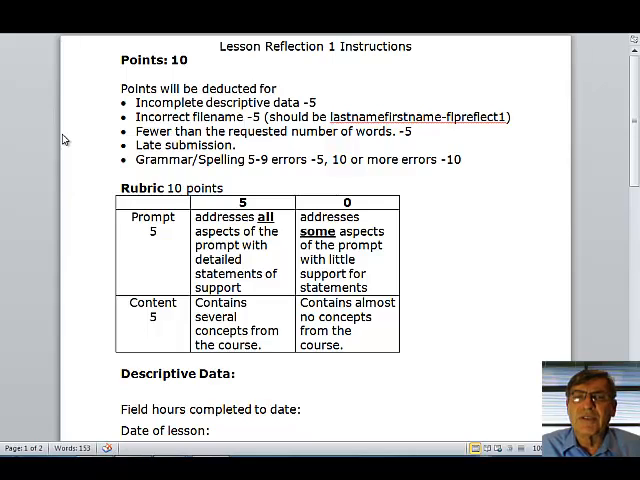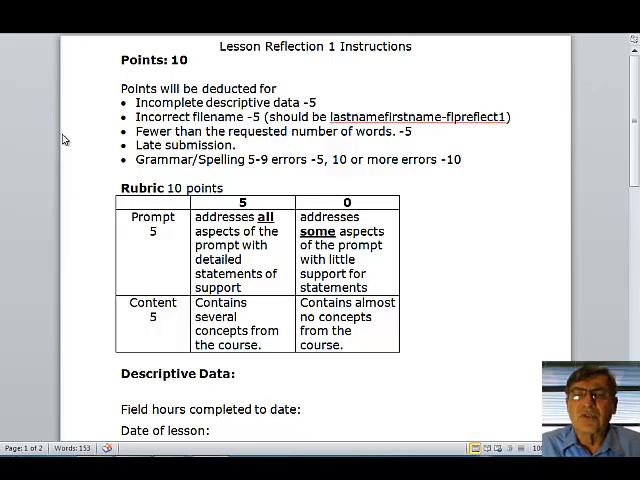I want to clarify some lesson plan reflection instructions and also give some tips on how to get a good score. First off, the assignment is worth 10 points. Be aware that spelling errors are going to be counted against you here. You can have 5 to 9 spelling errors. It'll be 5 points off, and if you have 10 or more spelling errors, you'll get no credit for this assignment.